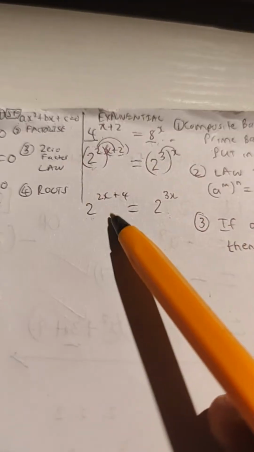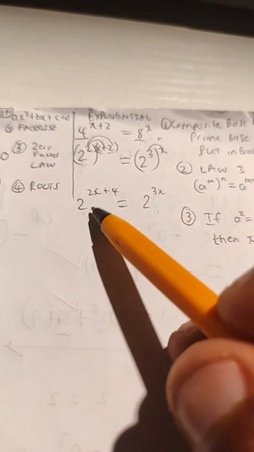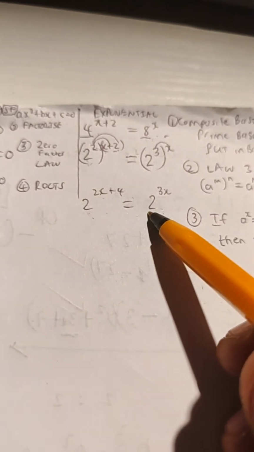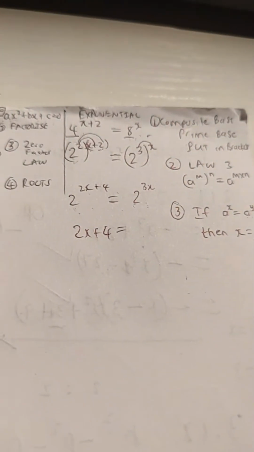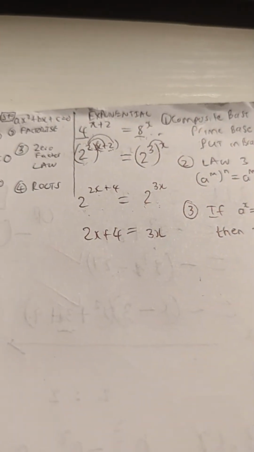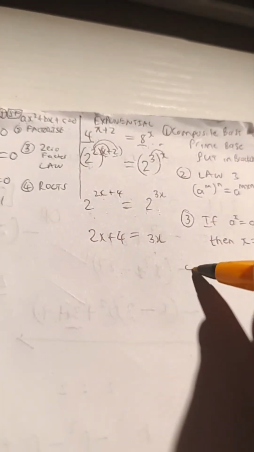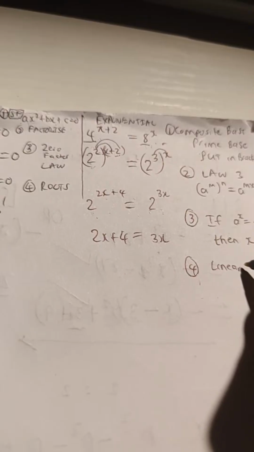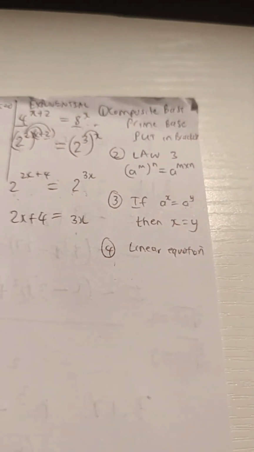So here, applying this property, what can we say? 2 to the power 2x plus 4 is equal to 2 to the power 3x. The bases are the same. So what do we say? 2x plus 4 is equal to 3x. Yes, we equate the exponents. Then, what are we now at? Step number 4, we have what we call a linear equation.